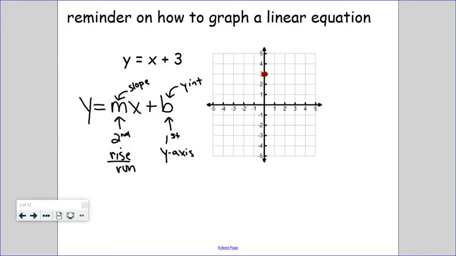If there is no number in front of x, it's a 1. If my number in front of x doesn't look like a fraction, I make it look like a fraction by putting it over 1. And that tells me that I'm going to go up 1, to the right 1, to find my next point on the line. On your slant asymptotes, you're going to want to do that all the way across your graph. So I went up 1 to the right 1. I also did the exact opposite of that, down 1 to the left 1, to finish out the other side of my graph.